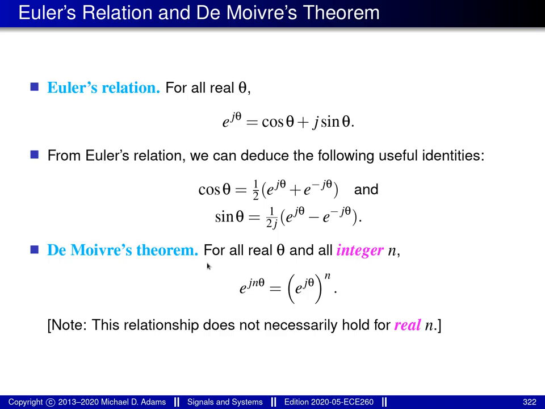De Moivre's theorem simply is a relationship involving exponentiation of complex numbers by an integer power. So if I have some complex number, e to the j theta, basically a complex number in polar form where the magnitude is 1, and I'm raising this to the nth power where n is an integer, I can rewrite this as shown on the left hand side. I can effectively multiply this n into the exponents. This only holds for integer n, it doesn't necessarily hold for real n, so you need to be a little bit careful about that.